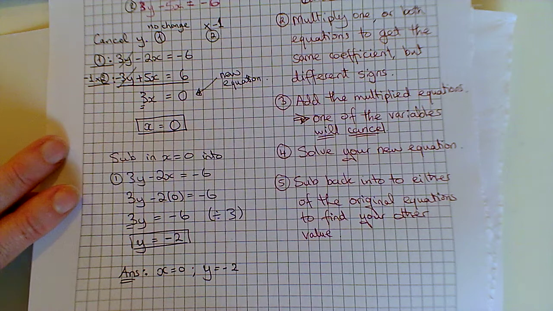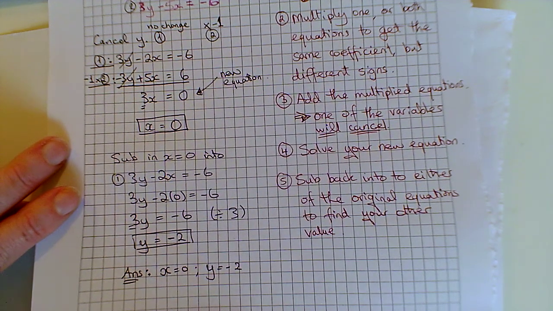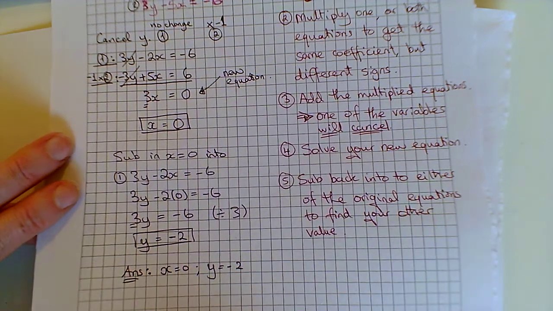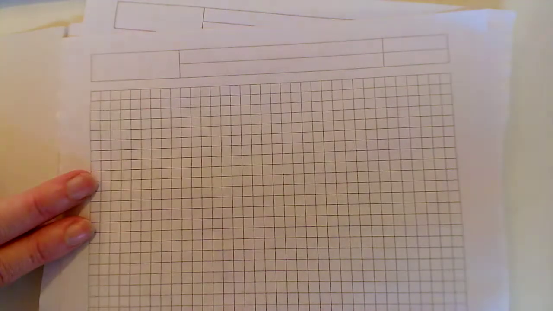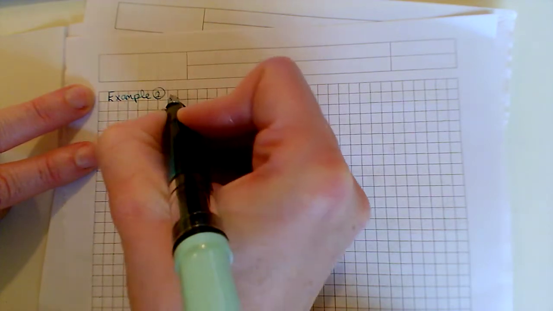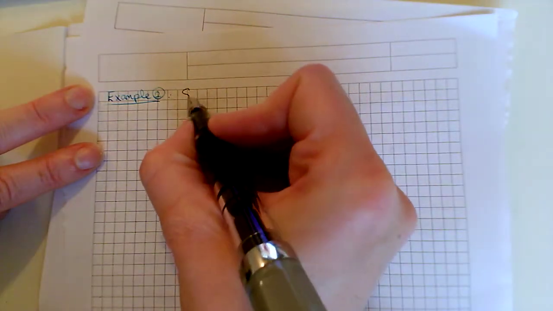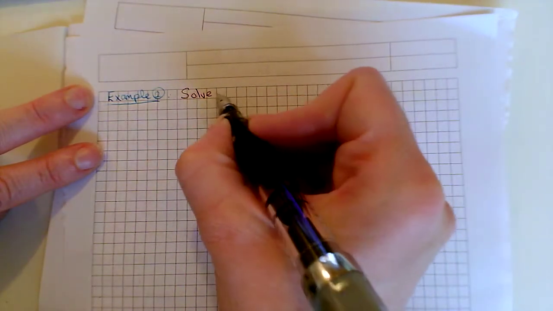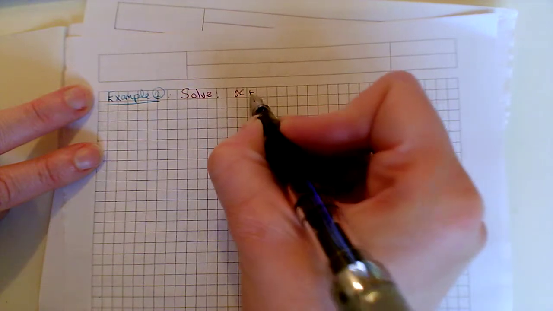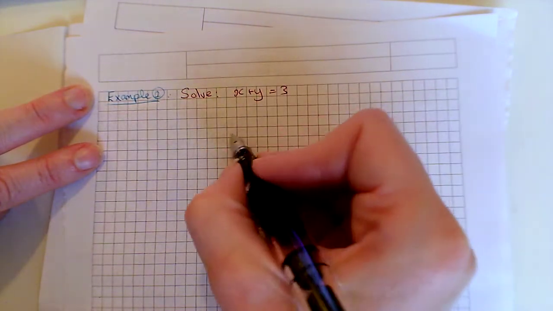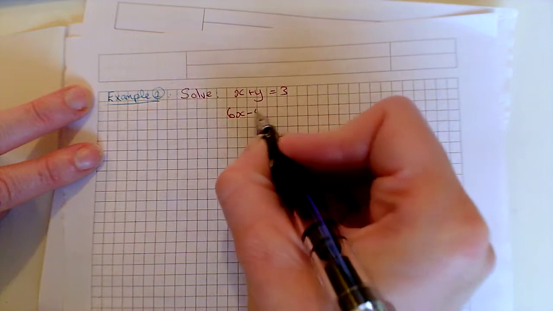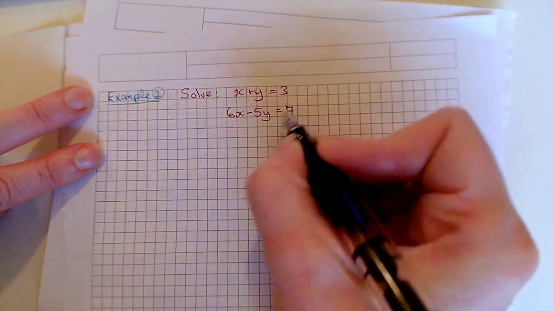Right. Let's do another one. One where maybe it isn't so obvious how they cancel. So let's do another example. Example 2. And we're being asked to solve x plus y equal to 3 and 6x minus 5y equal to 7.